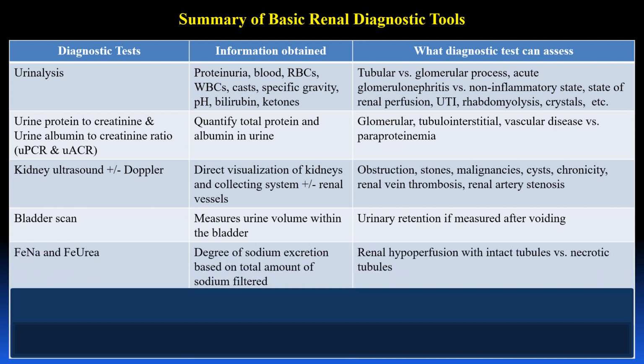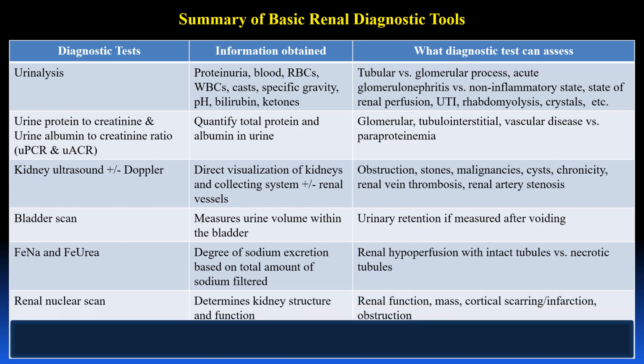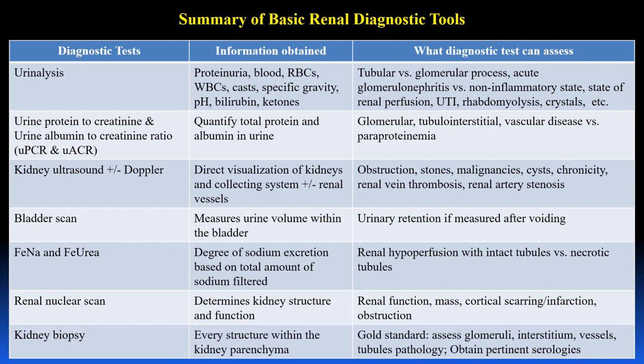Fractional excretion of sodium and urea can provide information on the necessity for and effectiveness of renal tubules to reabsorb sodium and urea when there is a pre-renal state. A renal nuclear scan can give more information on structure and function of the kidneys. Finally, when there is suspicion for an intrinsic kidney disease, particularly concerns for a glomerular disease, a kidney biopsy may be performed.